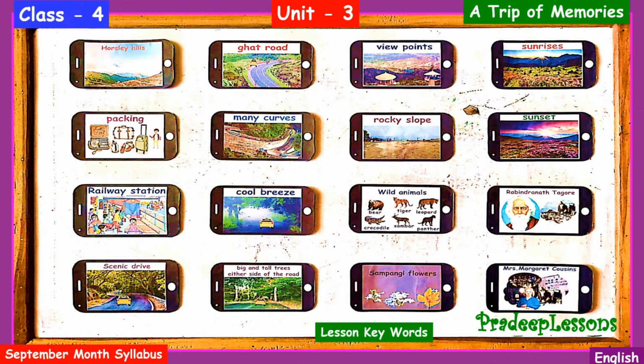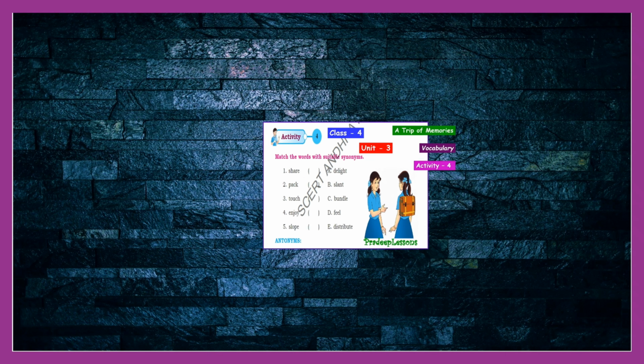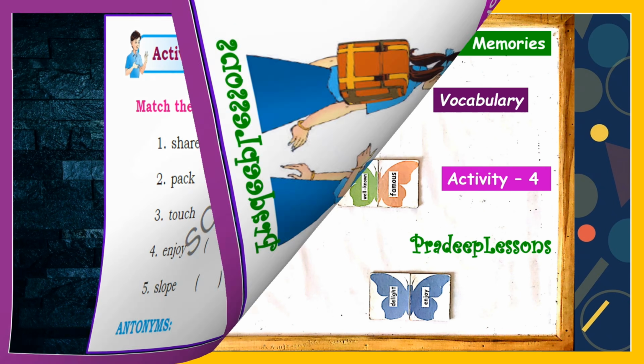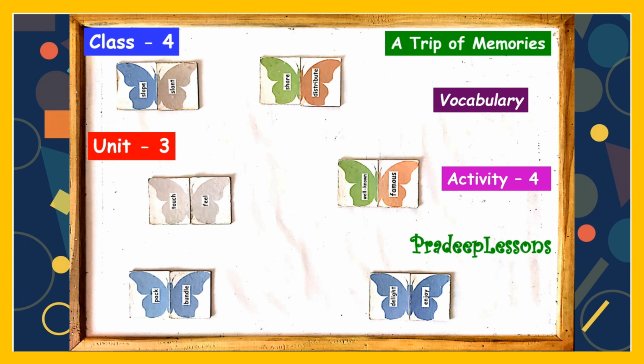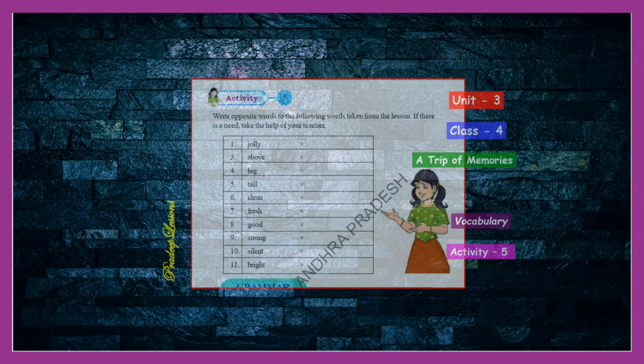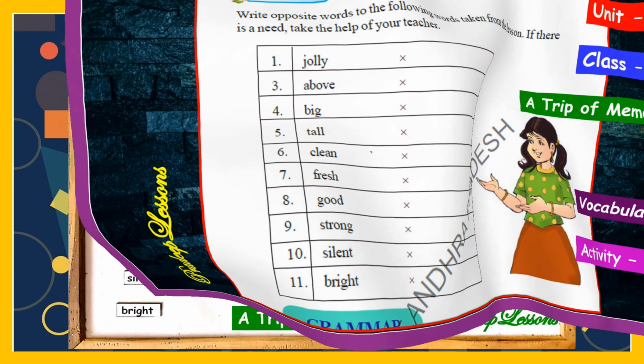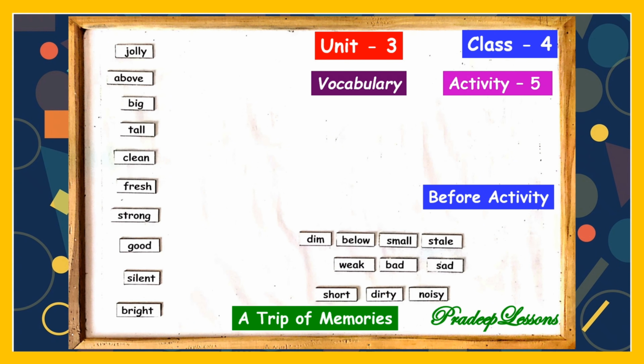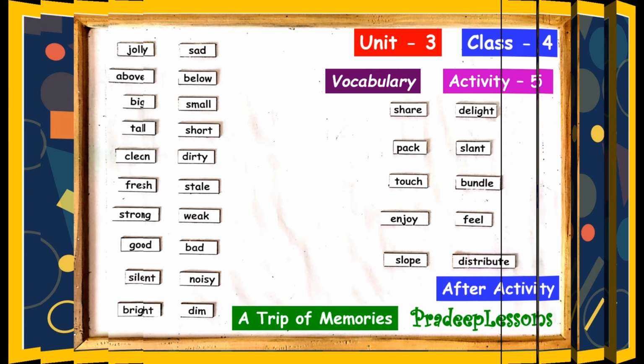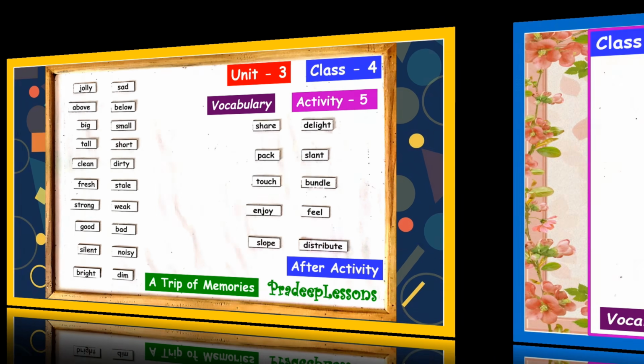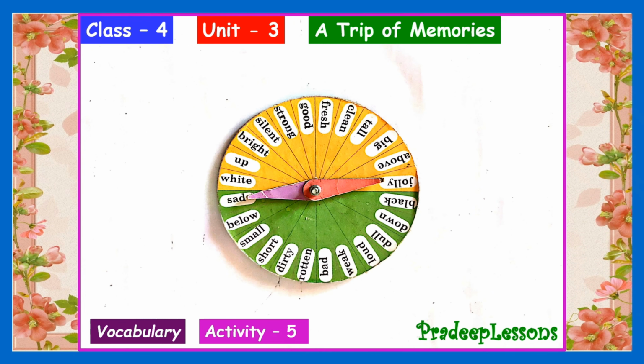Next, my TLM is keywords of A Trip of Memories. Next, I prepared a TLM for synonyms. For synonyms, I prepared butterfly matching cards. TLM for antonyms. For these antonyms, I prepared matching cards. And also, I prepared an antonyms TLM.